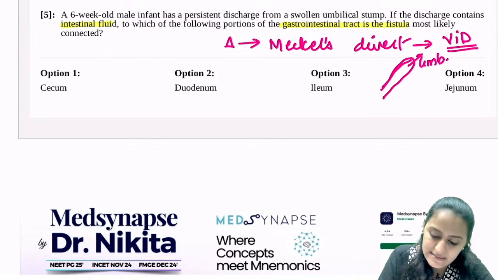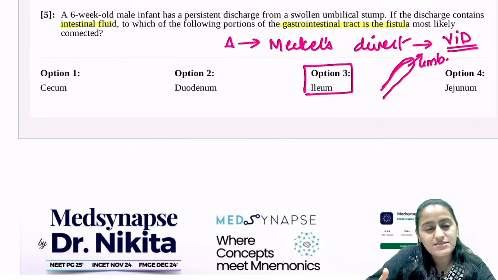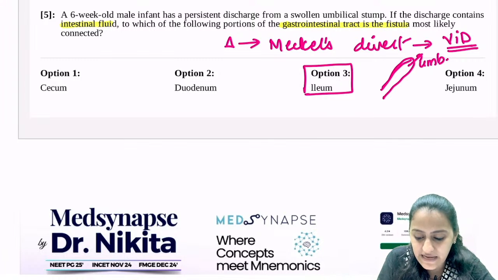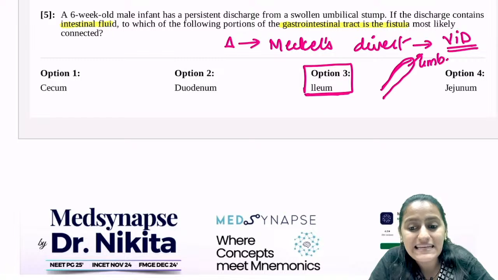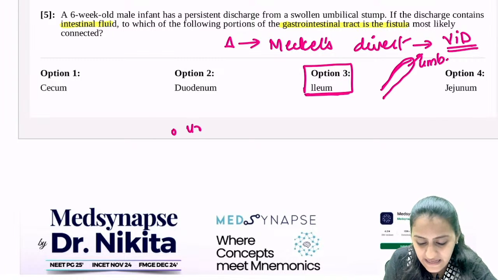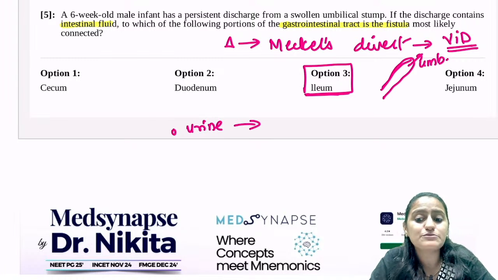And you know that Meckel's diverticulum is related to ileum, right? 2 feet proximal to the IC junction, it is 2 inches long, is Meckel's diverticulum. So the ileum is going to be the answer here. And remember, if from the umbilicus they are giving you the history of the urine discharge, right? Then in that case, what is the diagnosis?